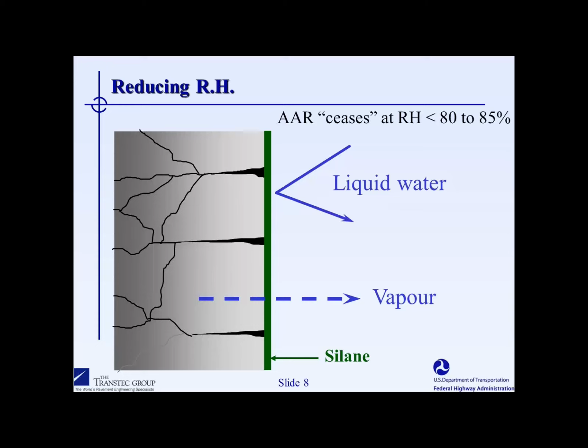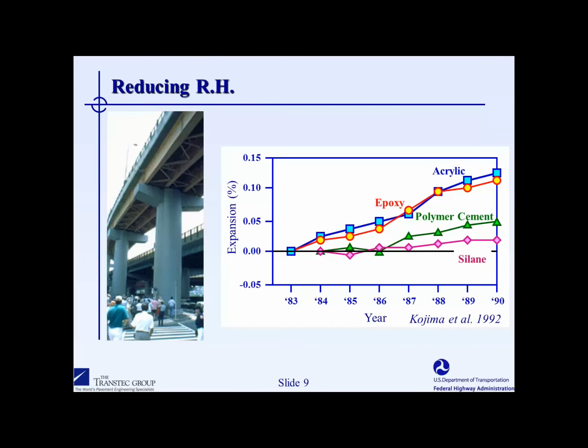This slide does not suggest that silane is the only product that would work. There's a range of different products that work, but the key here is that the product must react with the concrete surface to form a durable coating, and that it must prevent water from getting in while allowing the vapor to get out. So there have been several case studies that have been done over the years with different products.